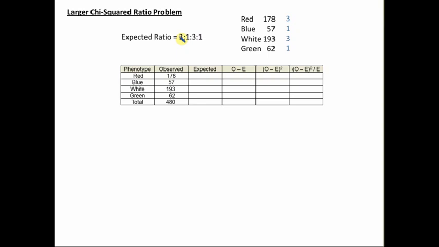Okay. Now, how do we get our actual expected counts? Well, that's done by taking these and saying 3 plus 1 plus 3 plus 1 is 8. So 3/8 of whatever this totals up to should be red. 1/8 should be blue, etc. So we simply multiply those out. That will give our expected. In doing so, we see that we expect 180 to be red, 60 to be blue, 180 white, 60 green. Again, we check to make sure that it totals up to 480, which is the same as our observed, so we feel fairly confident that we're doing okay here.